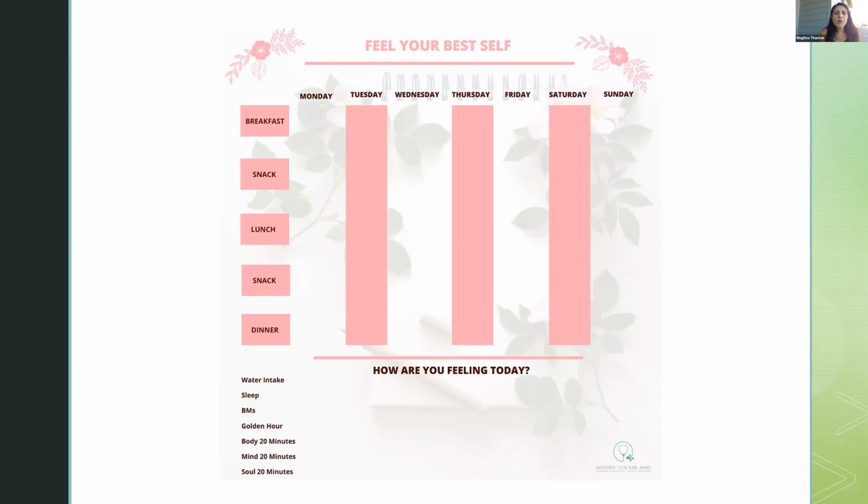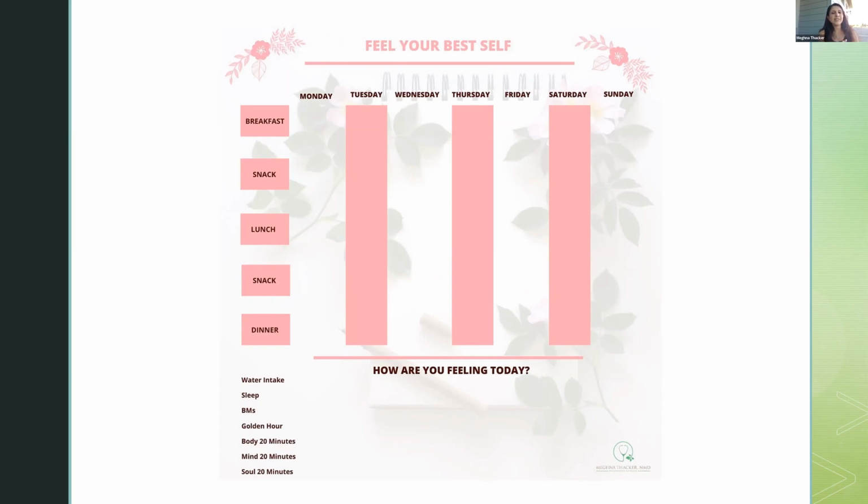And then you also write down how you're feeling that day, how your moods are, how much water you are drinking. That's important. How was your sleep? Did you have a bowel movement? How was your bowel movement? And then in the latter part, you'll see the golden hour.